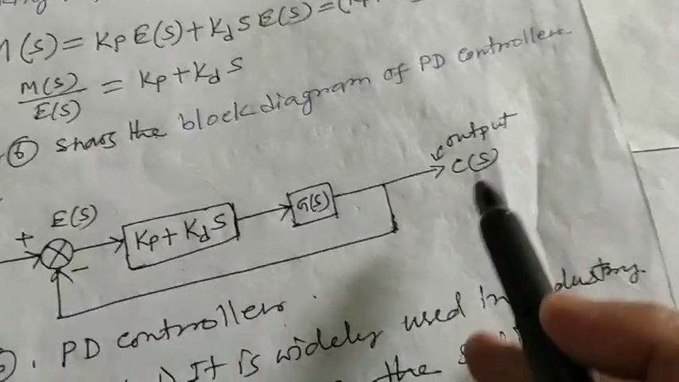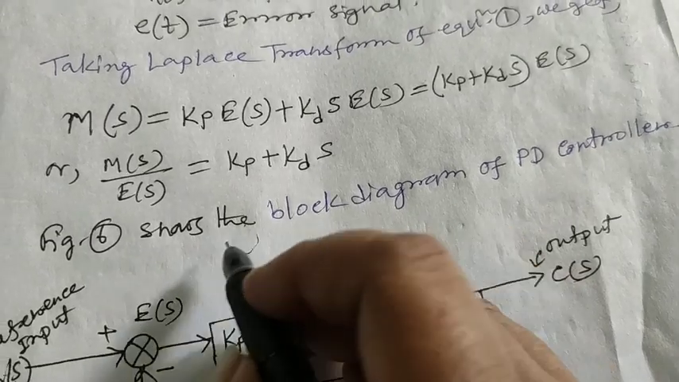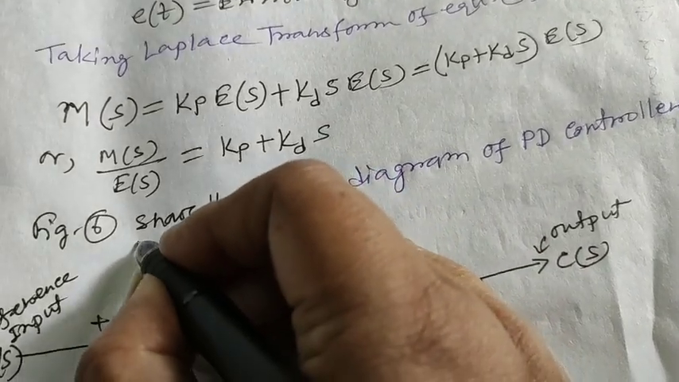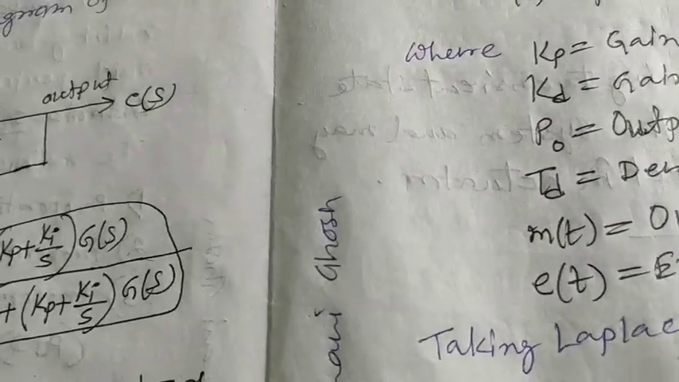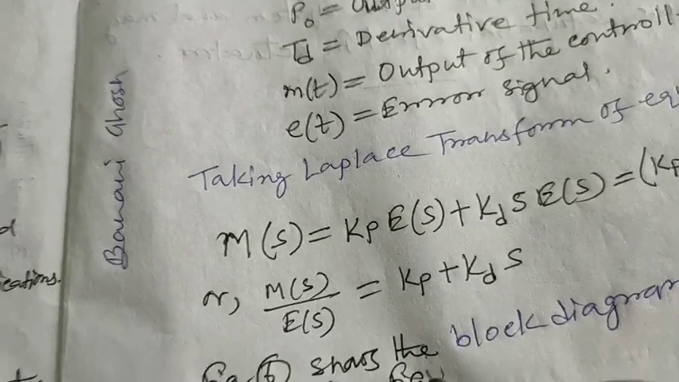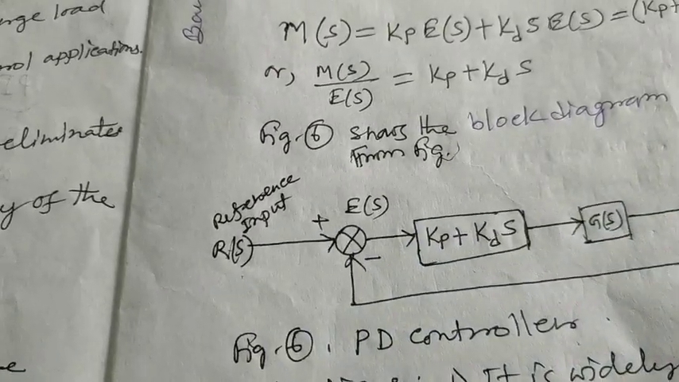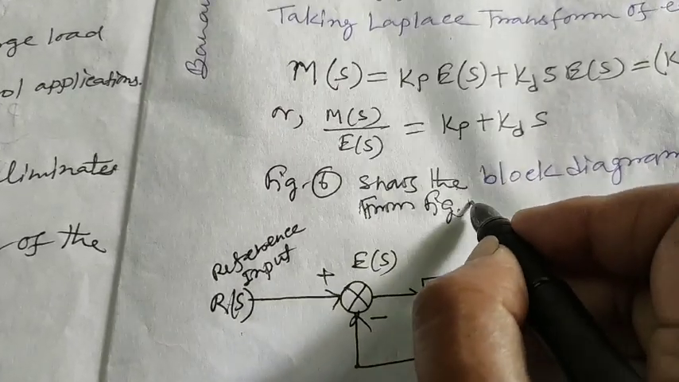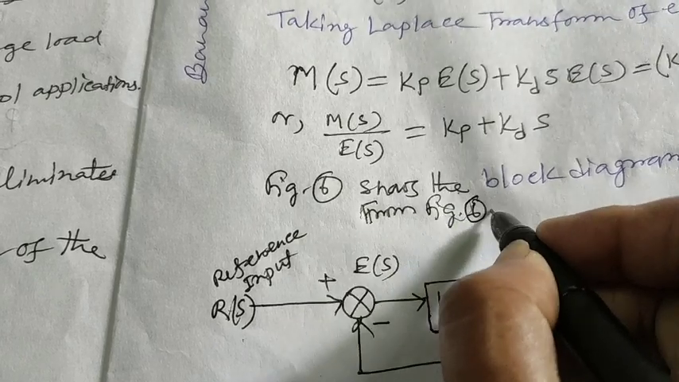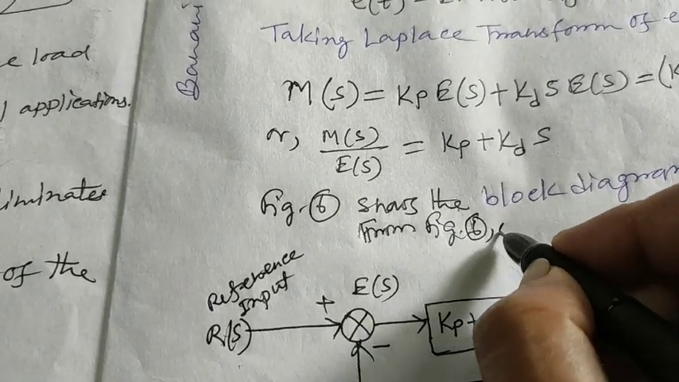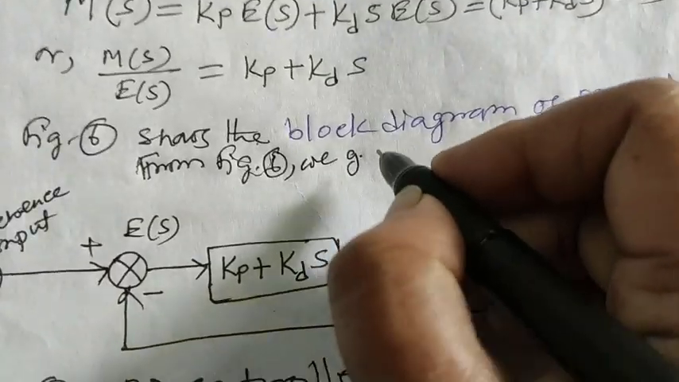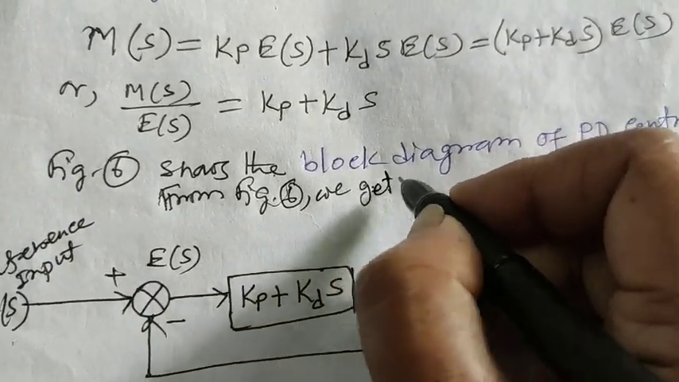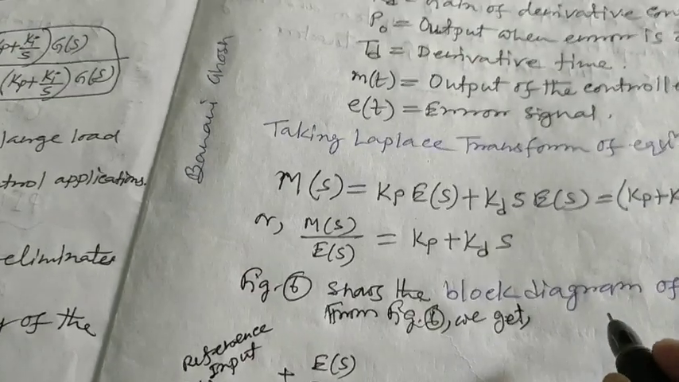Actually, I didn't write here from the figure. What is the figure number? Figure 6. We get here, I have not written the transfer function. Okay, so it should be written.